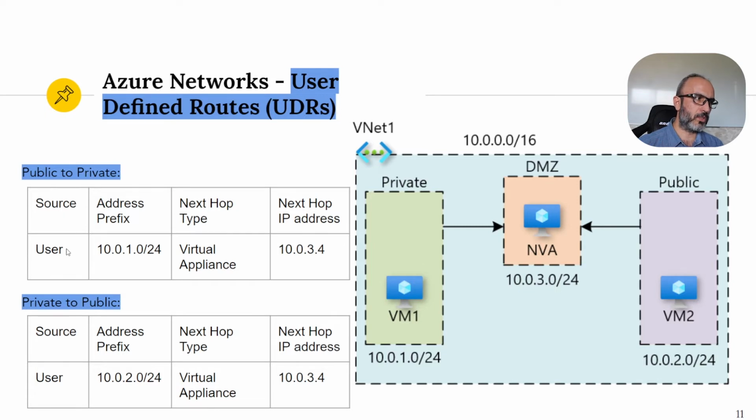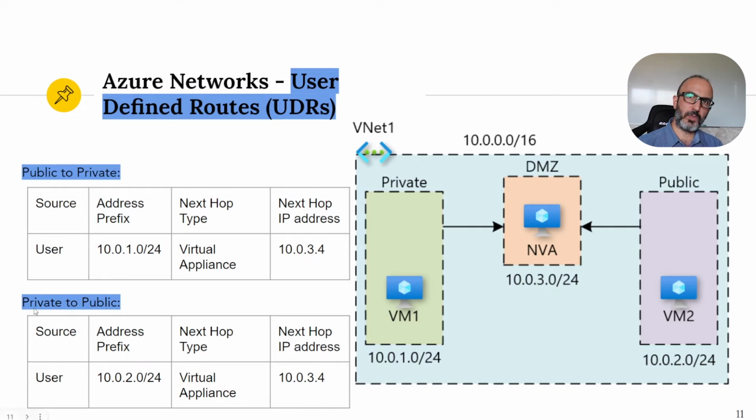So to go into details, this is how the route will look. Of course the source will be user. In here, the address prefix, which is the destination, this is from the public subnet toward the private. So we are telling Azure that for any traffic that is destined to 10.0.1.0/24, which is the private subnet, use the next hop type of a virtual appliance, which is the NVA here, Network Virtual Appliance. And of course, we need to specify the next hop IP address, which is the IP address of our machine here, 10.0.3.4.